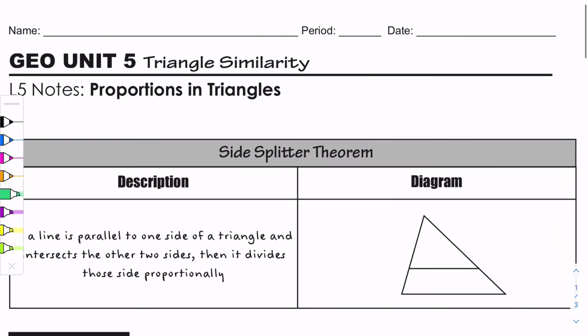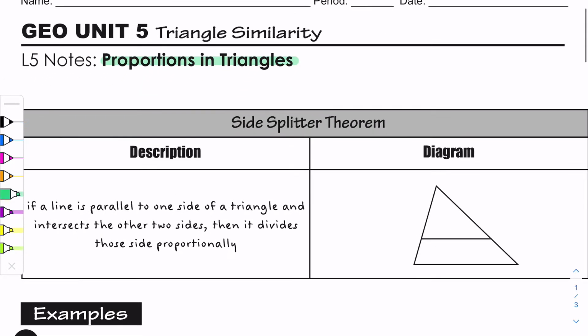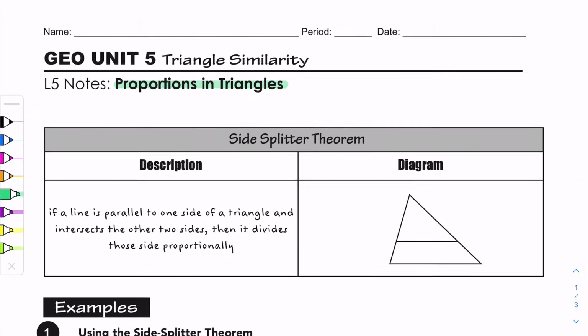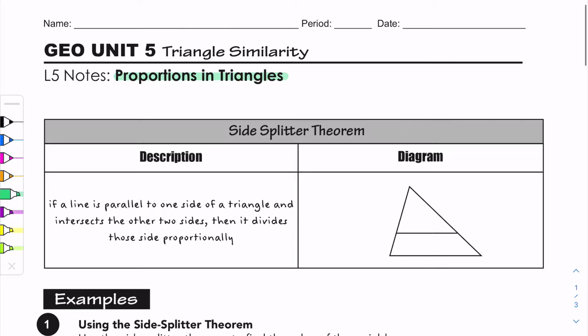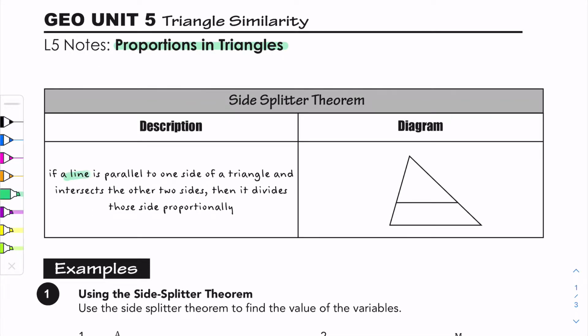Today we're going to be learning about proportions in triangles. There's 3 theorems that we're going over, and the first theorem is called the side splitter theorem. The side splitter theorem states that if a line is parallel to one side of a triangle and intersects the other 2 sides, then it divides those sides proportionally.